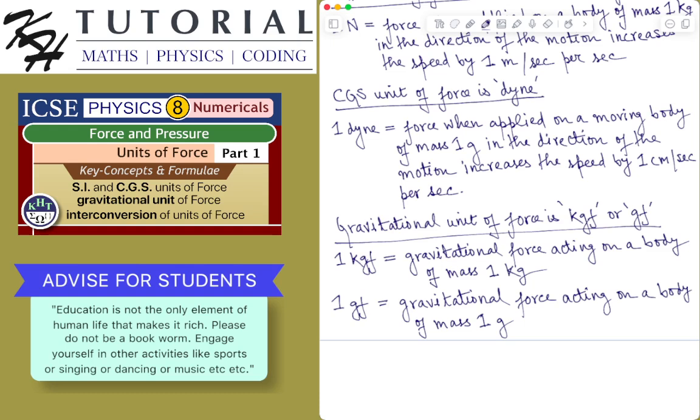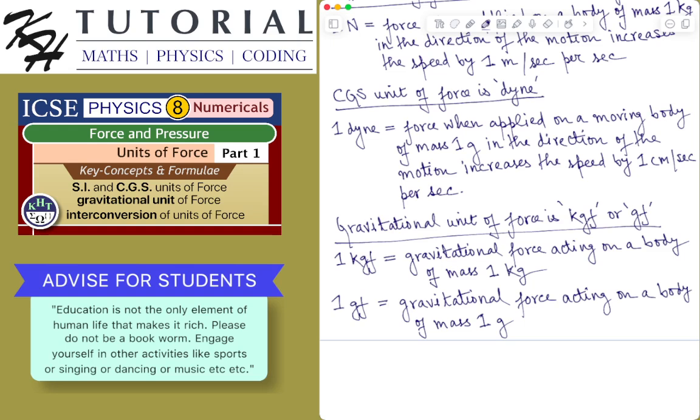We know that the earth attracts everybody towards the center of the earth, and this attraction is causing a body of some mass to have a weight. As we know that weight is the gravitational force by which a body is attracted towards the center of the earth. Okay, so what is 1 kgf? 1 kgf is the gravitational force acting on a body of mass 1 kilogram.